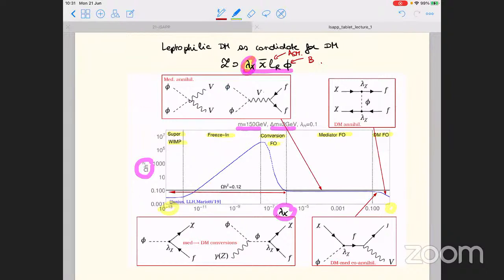Going to an even lower value of the coupling, I'm going to be able to go through conversion-driven freeze-out or co-scattering freeze-out, which maybe you have been hearing about. Going to an even lower value, I will go to freeze-in, and at an even lower value, the super-WIMP mechanism. Hopefully I will have time to go through all these mechanisms in detail. This is at least what I would like to do with you.